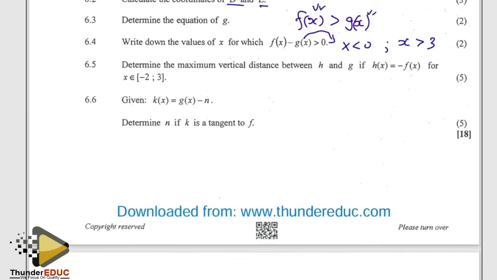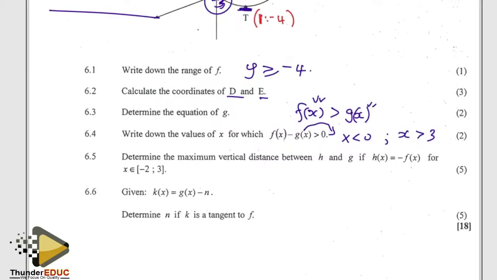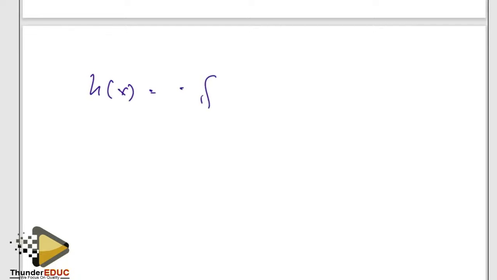Okay, and then 6.5, determine the maximum vertical distance between h and g. Now they are bringing something new. So h is the negative f of x. In other words, it's the reflection of f about the x-axis. Okay, so what we need is to start by getting the new equation of h. So I'm going to say that my h of x is going to be negative f of x. We know that our g of x is just x minus 3.